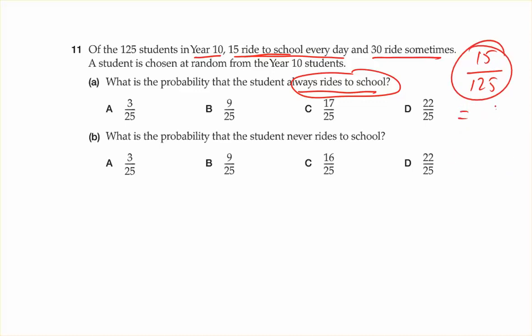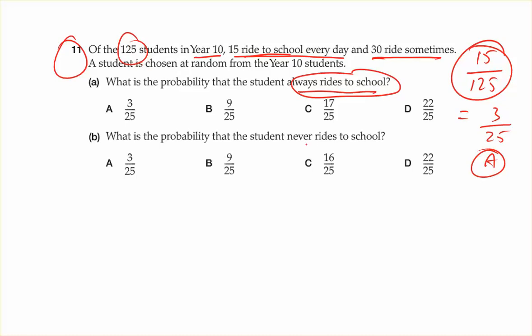So we know 5 goes into 15 3 times. 5 goes into 125. So 5 goes into 120 times, and then 5 goes in 25 5 times. So you should get 25. So the answer would be A, 3 out of 25 for part A. I think what students get confused at is that you got the wrong total because you're assuming that the total is 15 plus 30, which is 45. That's not correct. The total is actually 125, which is stated in the question.